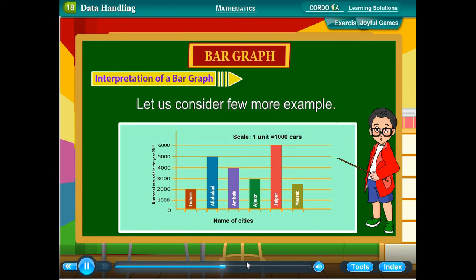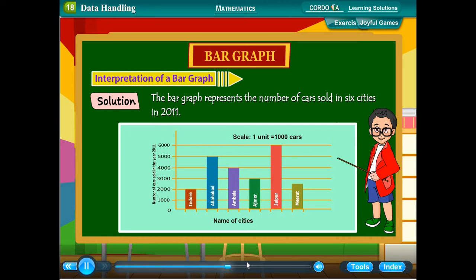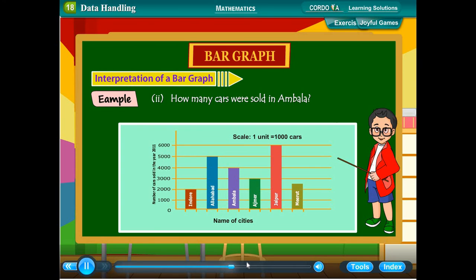Let us consider a few more examples. Example 1. Read the graph and answer the questions that follow. What is the information given by the bar graph? Solution. The bar graph represents the number of cars sold in 6 cities in 2011. How many cars were sold in Ambala? 4,000 cars were sold in Ambala city.